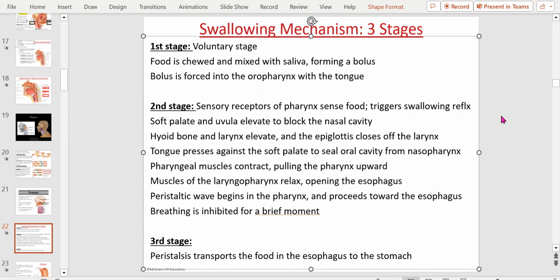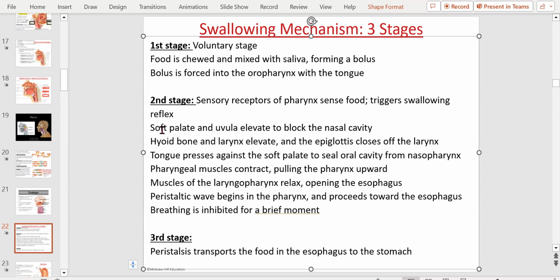I'm just going to put an E in there anyway. There you go. The soft palate and uvula elevate to block the nasal cavities, because we don't want food going up into the nose. The hyoid bone and the larynx elevate, and the epiglottis closes off the larynx, so no food goes down the trachea. The tongue presses against the soft palate to seal the oral cavity from the nasopharynx. The pharyngeal muscles contract, pulling the pharynx upwards.